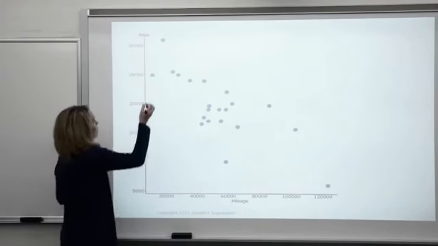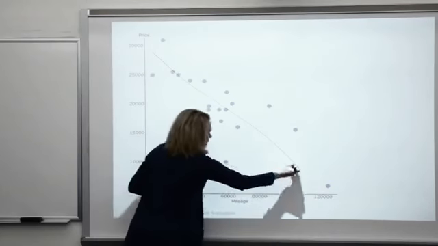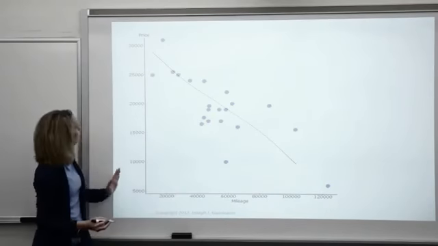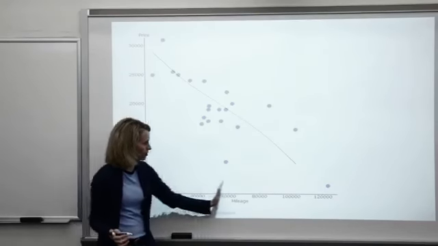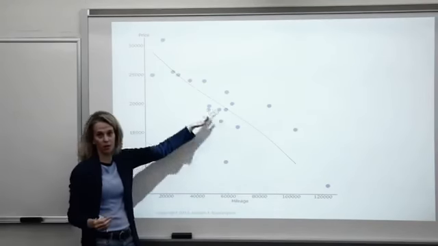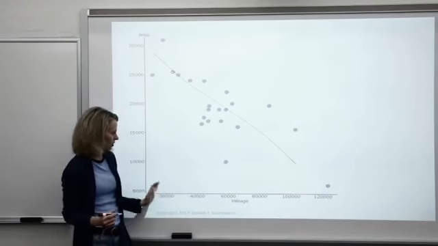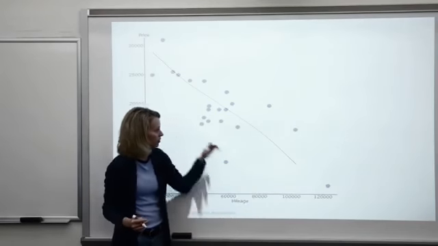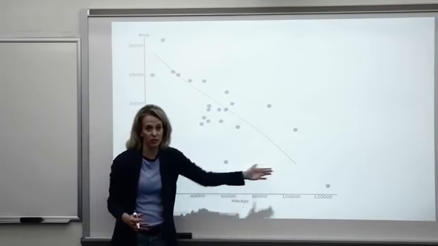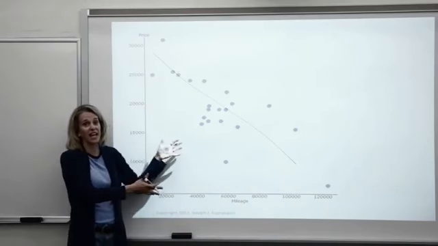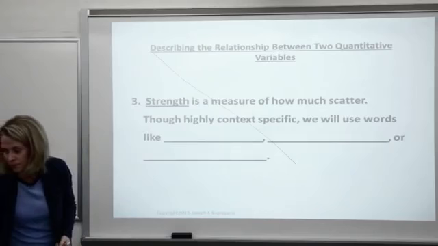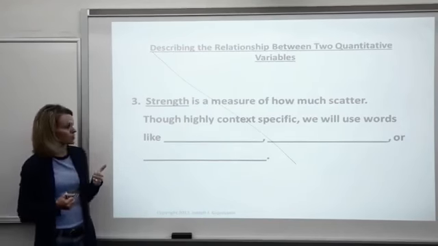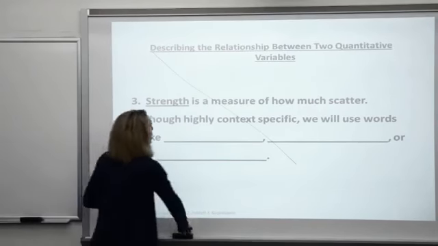This is a negative relationship this time. This is the mileage on a car versus the price of a car. And this makes sense: the more miles on the car, the price of the car is coming down, is dropping. So as x is increasing, the y variable here is decreasing. So this would be an example of a negative relationship. So we've got form, we've got direction.